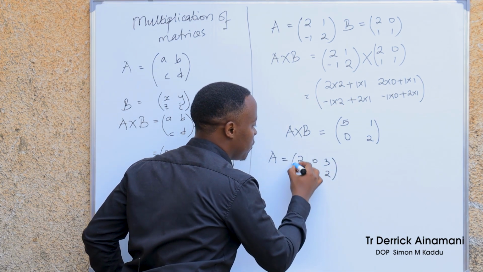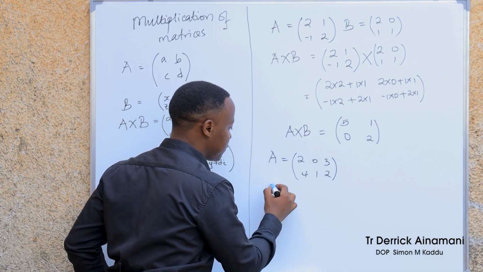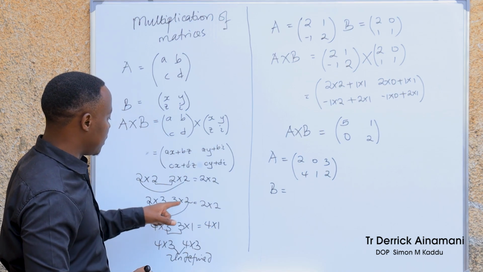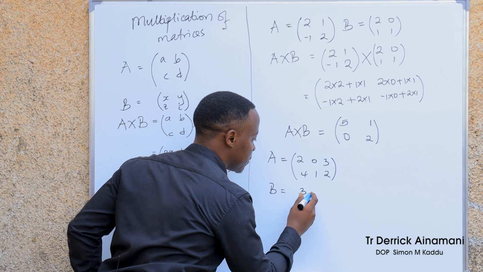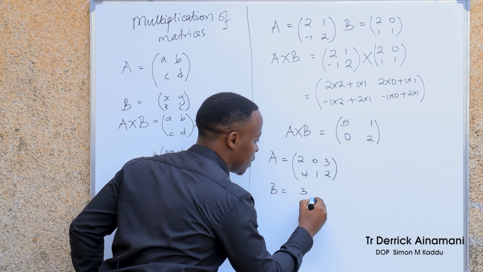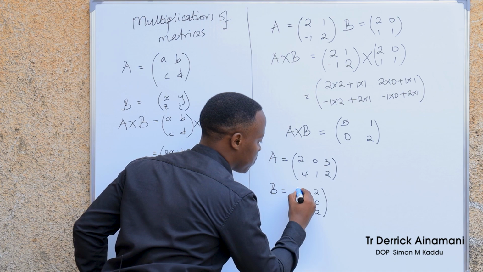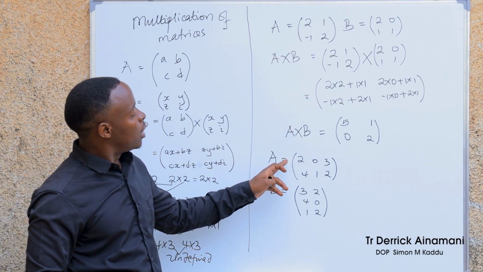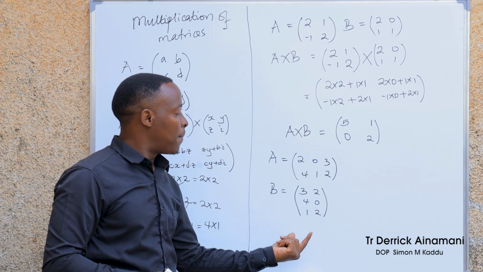It's an example of a 2 rows by 3 columns matrix A, and then B is a 3 by 2. That means 3 rows, 2 columns: 3, 4, 1, 2, 0, 2. Now this is an example of a 2 by 3, and this is an example of a 3 by 2.